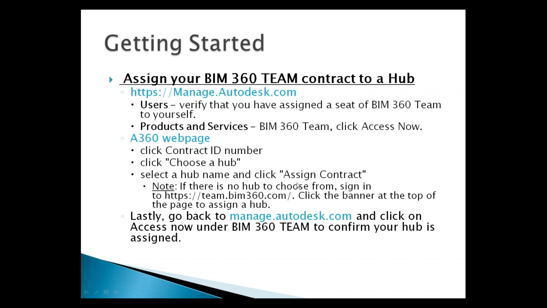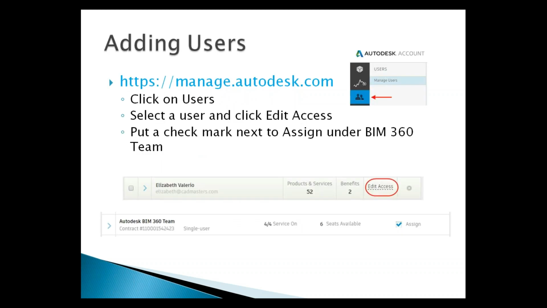Okay, so let's go on to the next one real quick. Here we go. So after you've created your hub, you have to assign the users. So similarly to assigning users for software, back to manage.autodesk.com, you want to find your users. If you go to your Autodesk account, you'll click on users. You'll find the users that you need to assign. You edit the access, and then for the BIM 360 Team, you would assign it. So once you've assigned your users, then you can finally use BIM 360 Team.